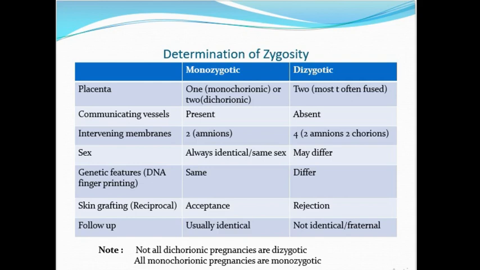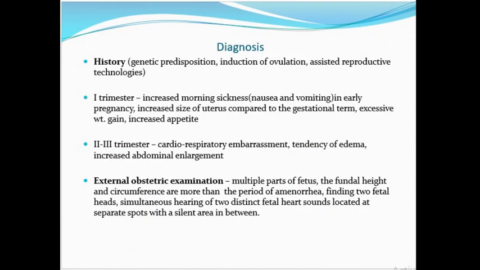And it is important for us to note that not all dichorionic pregnancies are dizygotic. However, all monochorionic pregnancies are monozygotic. Now, how do we diagnose multiple pregnancy? We may do this based on the history. For instance, if there is a genetic predisposition of the woman in getting multiple pregnancy, or even if there is a familial history of multiple pregnancy, we can use it to help us in our diagnosis.